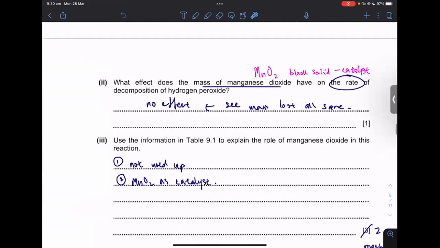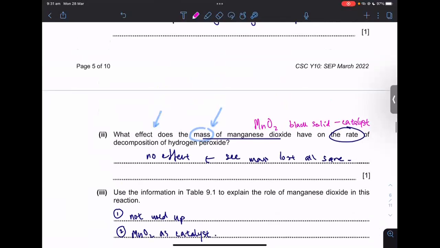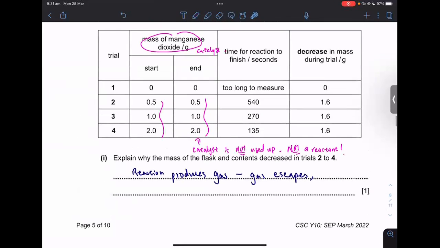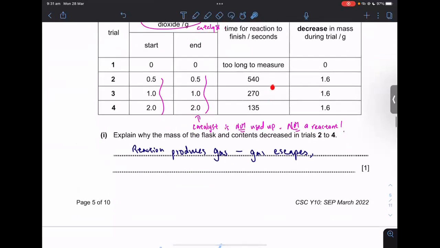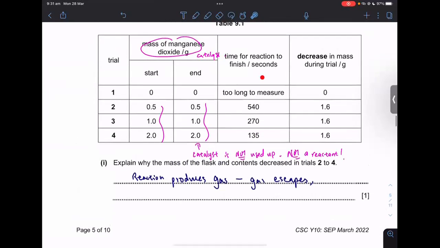Okay. Now, what effect does the mass have? Again, read the question. Yes, using a catalyst will increase the rate, but what effect does the mass have? You have got to read the question, the mass. So by changing the mass of manganese dioxide, go back to the table. As the mass of manganese dioxide changes, does the decrease in mass change at all? As I use more and more manganese dioxide, the time for the reaction to finish actually decreases.